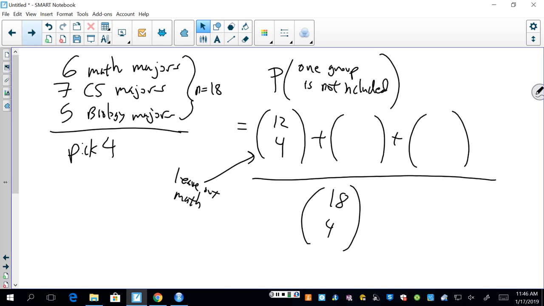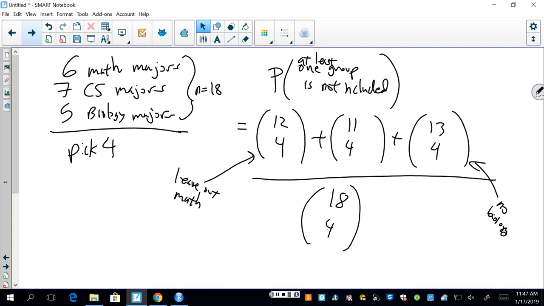If you leave out the CS majors, you have to choose 4 from the other 11. So 11 choose 4. So I guess this is really at least one group, because I'm not guaranteeing that I get some from the other 2. It could be that I only pick math, but then at least one group is left out. Or if you leave out biology, then there's 13 people.